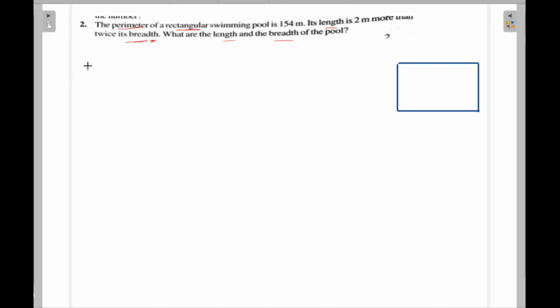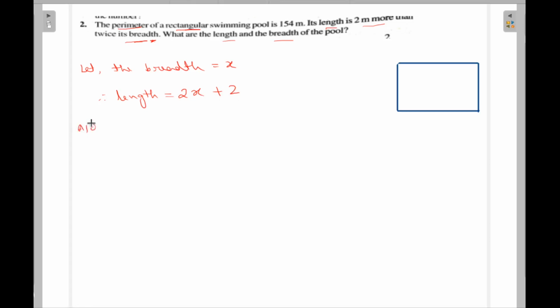Okay, so first we will take the breadth equals x. Okay, breadth we have taken as x. So therefore length equals what? Length is 2 meter more than twice its breadth. First we have to write twice its breadth, then 2 meter more, that means plus 2. So this is the length.